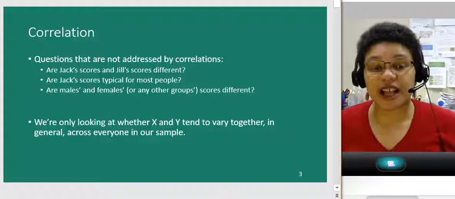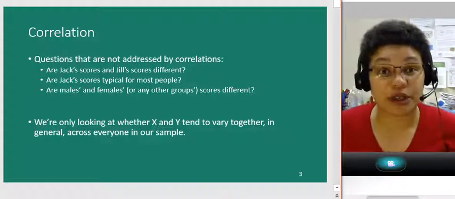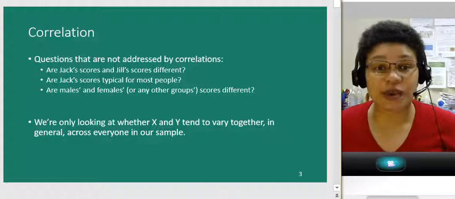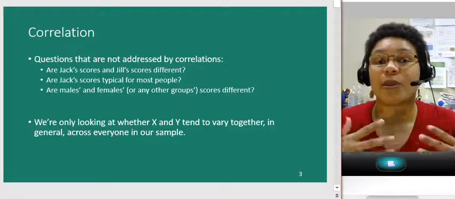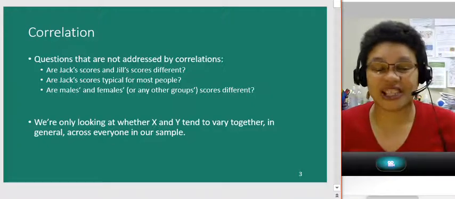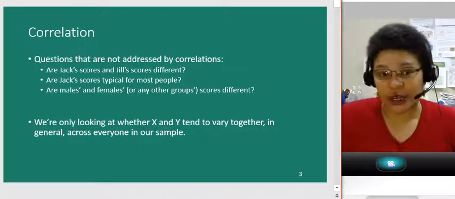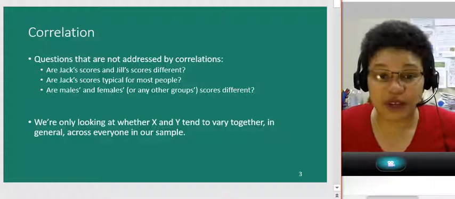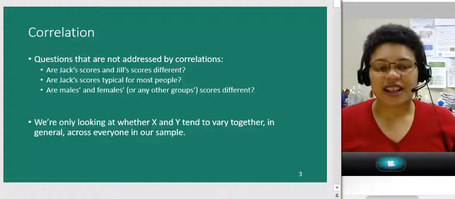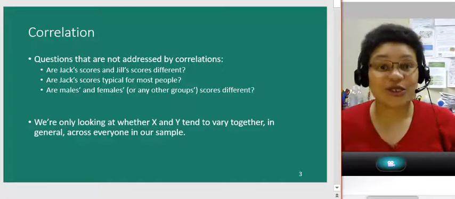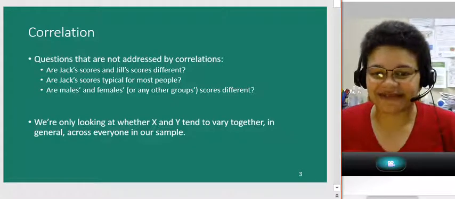In terms of understanding if something is typical for most people, if we know the population mean and standard deviation, we can determine what's typical, and that's a z-score. And for males and females or any other two groups, comparing those scores, you know that you would use a t-test.